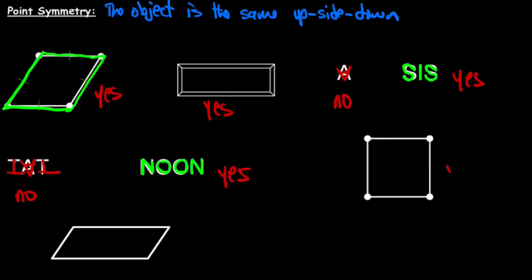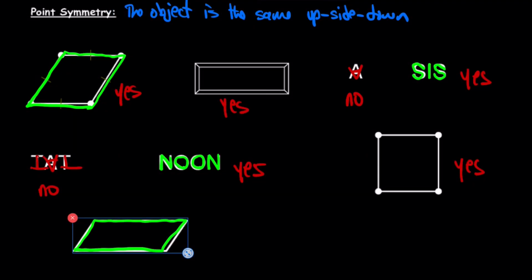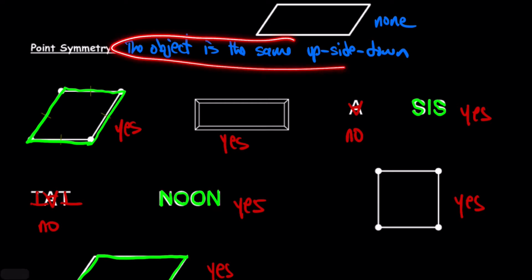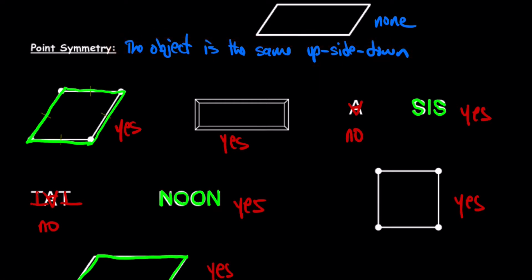Obviously here, square, rectangle, yes, point symmetry. Parallelogram, challenging. Let me trace this and rotate mine upside down. You do the same with your paper. Rotating this upside down, check it out, still the same parallelogram, so that would be yes, point symmetry. So again, point symmetry is when the object is the same when it's upside down. Real easy to test, you just rotate your paper, your note packet, and see if it's the same object.